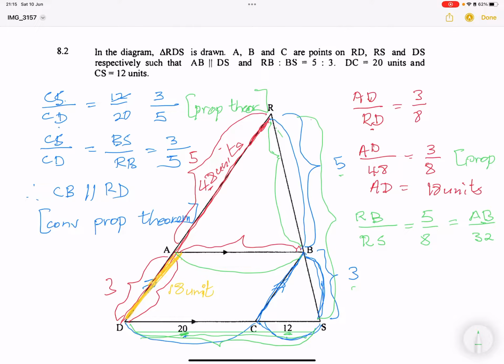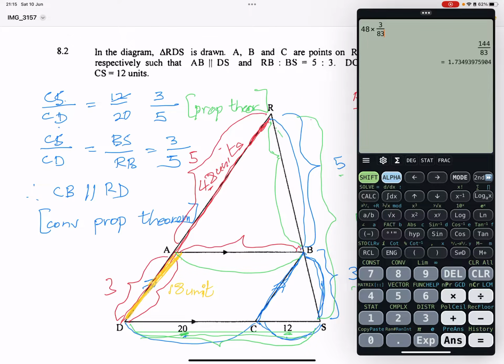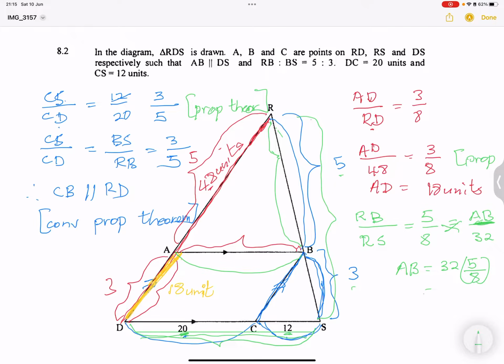Because I'm looking for the length of AB, I can cross multiply there. So AB would be equal to 32 multiplied by 5 over 8. So let's find that. That's going to be 32 multiplied by 5 over 8. So that gives me 20. So AB is 20 units.